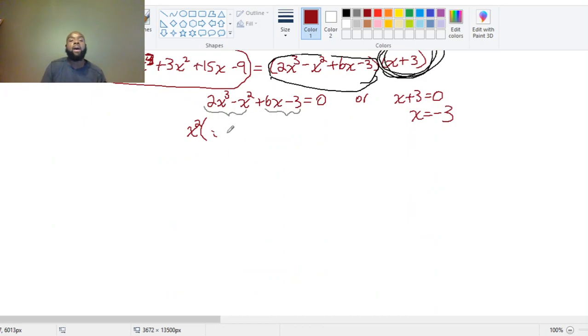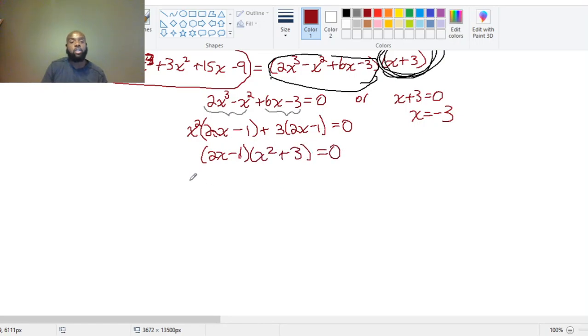Let's solve this by factoring out the x squared from these 2 terms. I get a 2x minus 1. Factor out a 3 here, I get a 2x minus 1. And since both of those have a 2x minus 1 as a factor, I get x squared plus 3. So that's a product of 2 things equaling 0. And so I get 2x minus 1 equals 0, or x squared plus 3 equals 0. Those are going to give me my other 2 solutions.